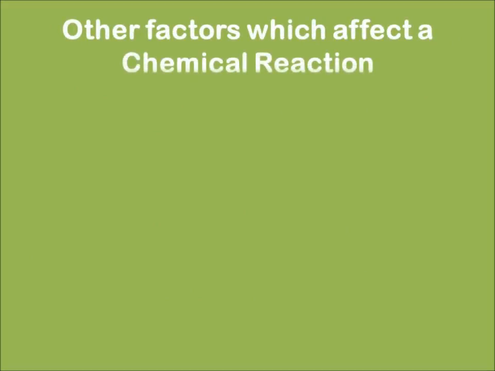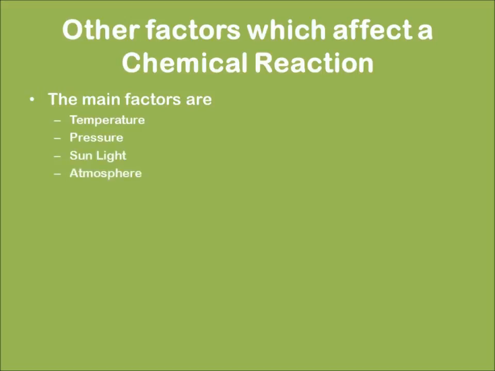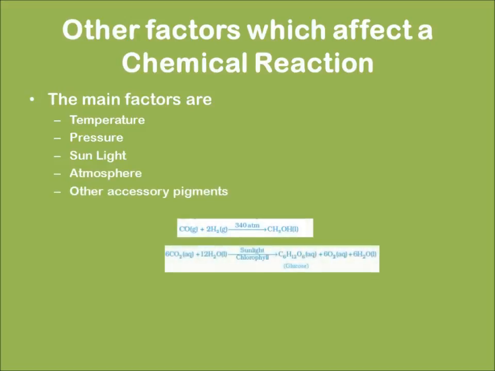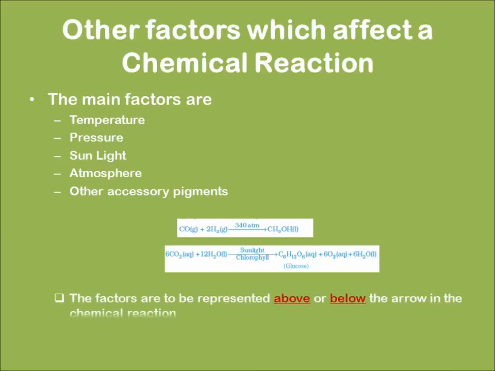Now let's learn about the factors which actually affect a chemical reaction. The main factors that affect a chemical reaction are temperature, pressure, sunlight, the atmosphere around, and other auxiliary pigments. Given below are 2 equations which represent the factors which actually affect them. We have to note that the factors which affect the chemical reaction must be denoted above or below the arrow in the chemical equation.